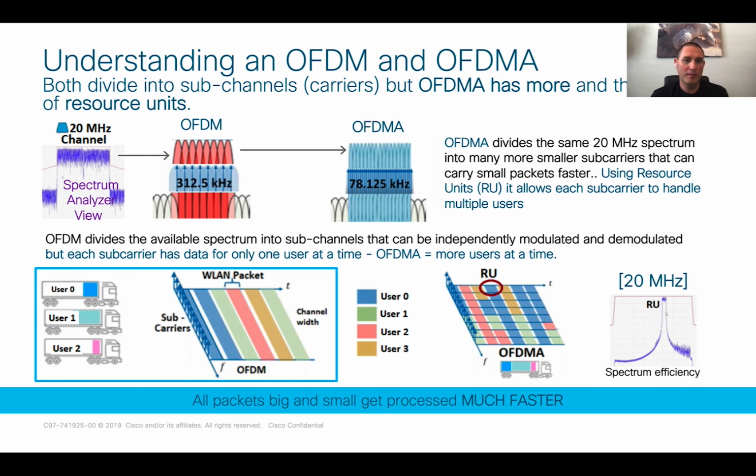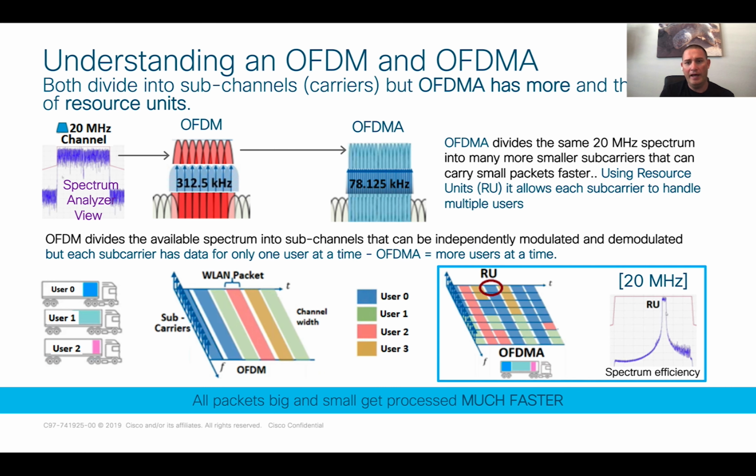So if we look at OFDM on the left here, and break it down a little more in simpler terms, say we have three semi trucks. Each user gets assigned to one of those, being the channel width or the wire, and then we see the wireless LAN packet and the subcarriers. OFDM divides the available spectrum into those subchannels that we were talking about, and it can independently modulate and demodulate it. But each subcarrier has data for only one user at a time. I think that's the key differentiator there.